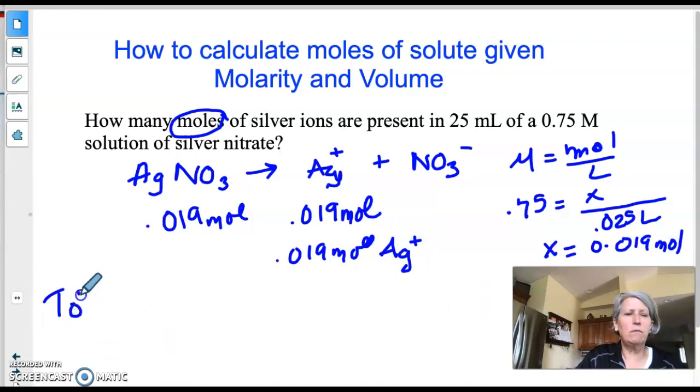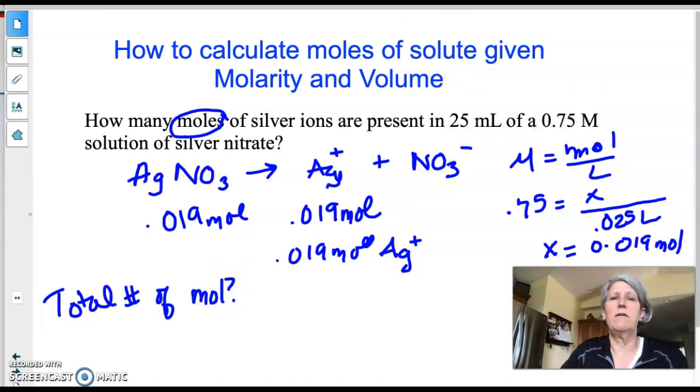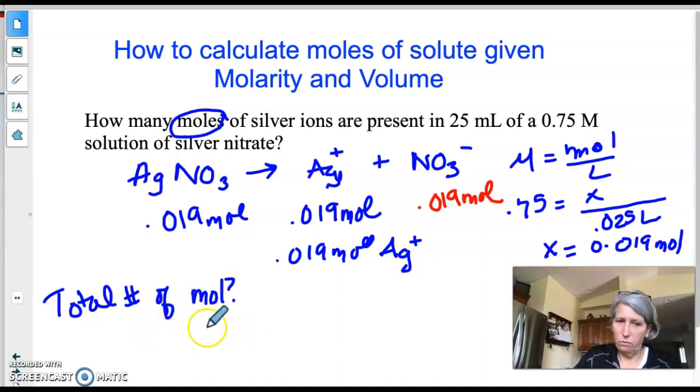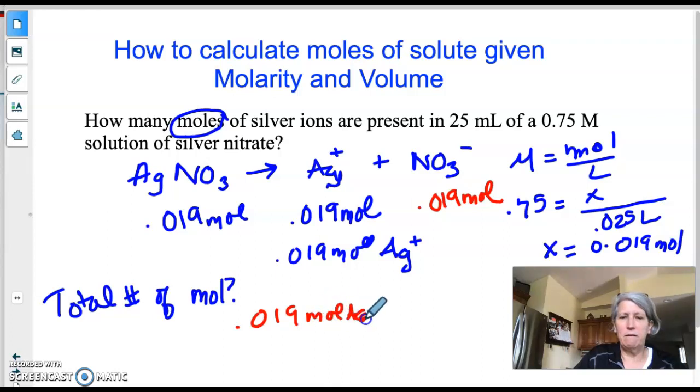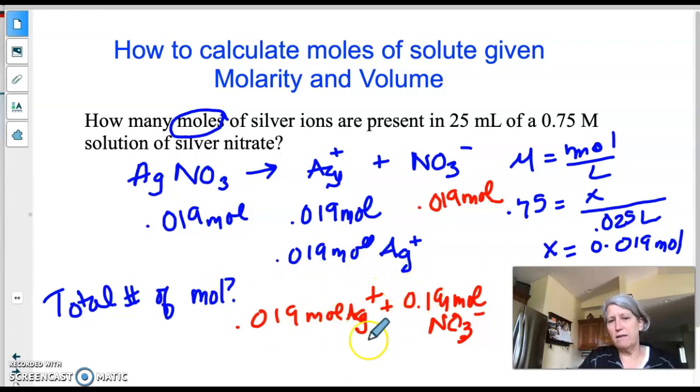What if I asked you the total number of moles that were in solution? Well, I'm going to just do this in another color just so that we can differentiate. That would mean if this dissociates, there's 0.019 moles of silver ions, and there would be 0.019 moles of nitrate ions, right? So that would give you 0.019 moles of the silver and 0.019 moles of the nitrate. You would add those together, and that would be your total moles that would be available. Okay, my trackpad is doing weird things on me again. So I'm not even going to add those two together, but you would add those two, and what does that give you? 0.038 moles total in the solution.